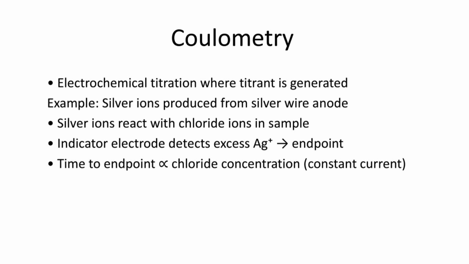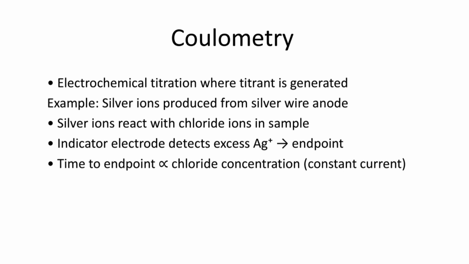Coulometry is a type of titration in which the titrant is generated electrochemically. For example, silver ions can be produced by electrolysis from a silver wire anode. These silver ions then react with chloride ions in the sample to form a complex. An indicator electrode detects the point at which excess silver ions appear, marking the end of the titration. The length of time it takes to reach this endpoint is directly proportional to the chloride concentration, since the current is kept constant throughout the process.